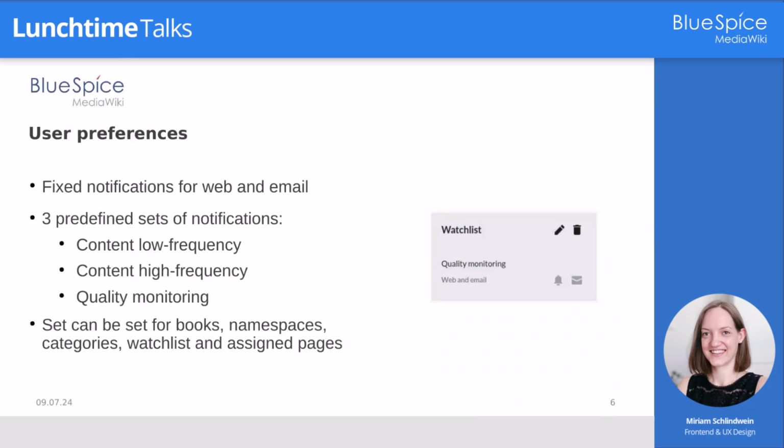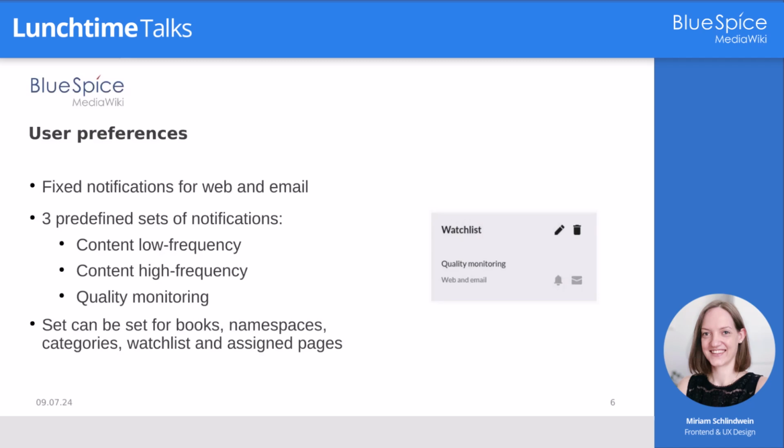And then we have 3 predefined sets of notifications. That's now content low frequency. That's the name of the first one. That includes events like page creation or if a page is moved or deleted. Then if you configure that one for a page, you will get notified about that. The content high frequency is if a page is edited, so all events which happen mostly, so also discussion events will be included in here.